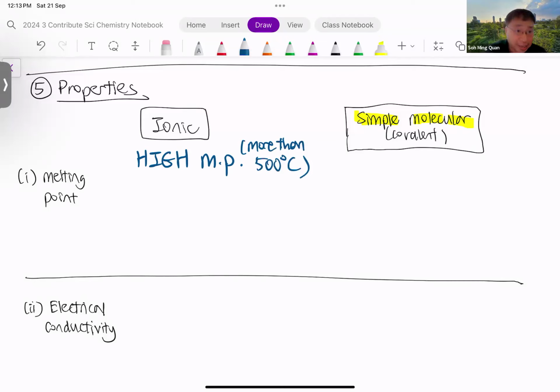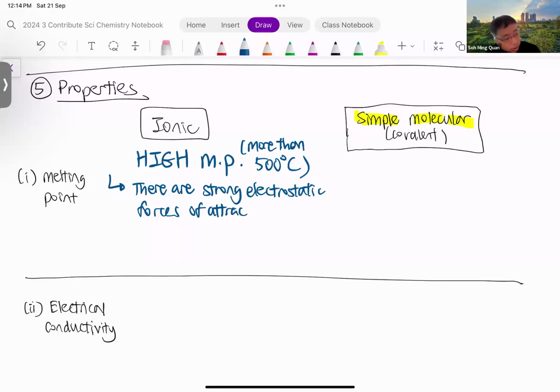Okay, so how do you explain that ionic compounds have a high melting point? We explain it in terms of the forces of attraction. Because you have learned from physics, from science, that when you melt something, you form a liquid. To form a liquid, you have to overcome the forces of attraction. So in ionic compounds, just now we saw with magnesium chloride, we know that the forces of attraction are called strong electrostatic forces of attraction between ions.